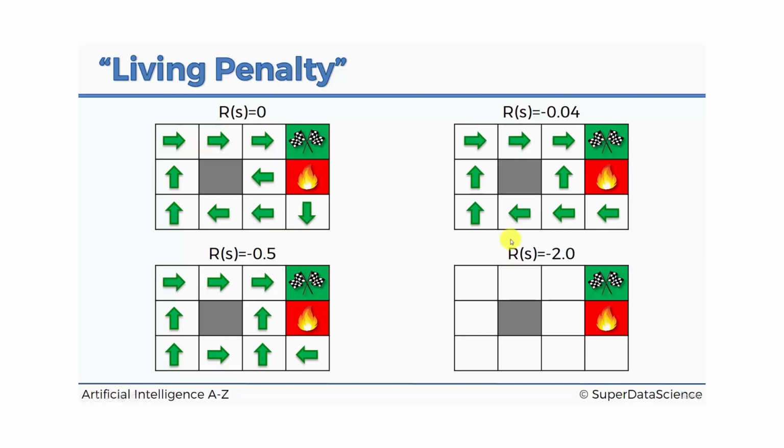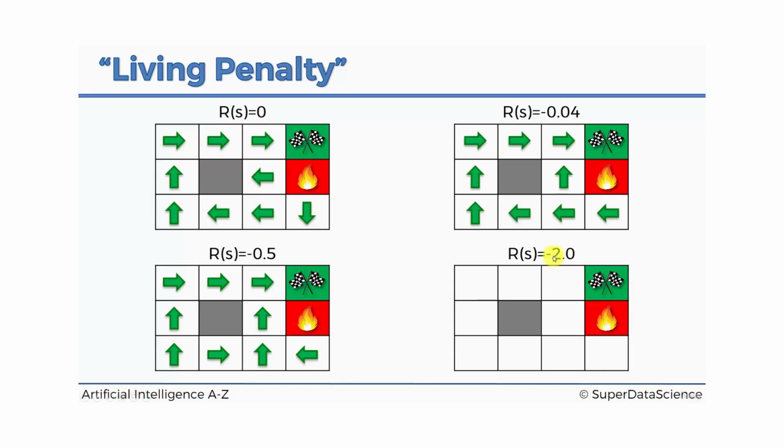And finally, we're getting to the example with the living penalty of minus 2.0. Here, I will encourage you to pause the video, now that you've seen how the policy has changed as we increase the living penalty, and think for yourself: what will happen in this scenario? What do you think the optimal policy will be, given that the living penalty is so high? I'll let you pause the video if you'd like to. And now I'm going to jump into showing you the solution.